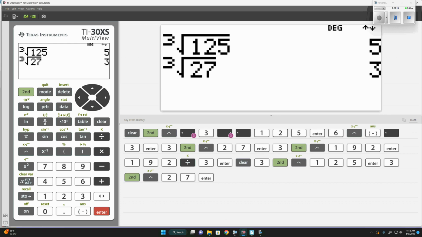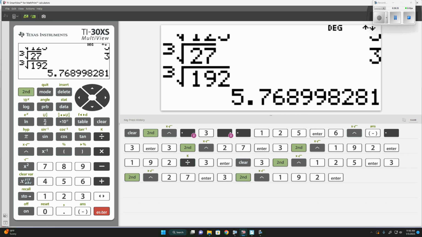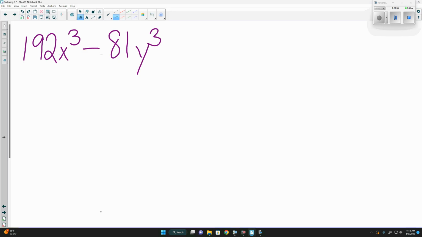Well, we can go on and look at the cubed root of 192. So can we take the cubed root of 192? No. But is there a greatest common factor between these two? 9's a little too big. How about a third of it? Because if we add these three up, 192, 1 plus 9 is 10, plus 2 is 12. Is 12 divisible by 3? So 192 is.